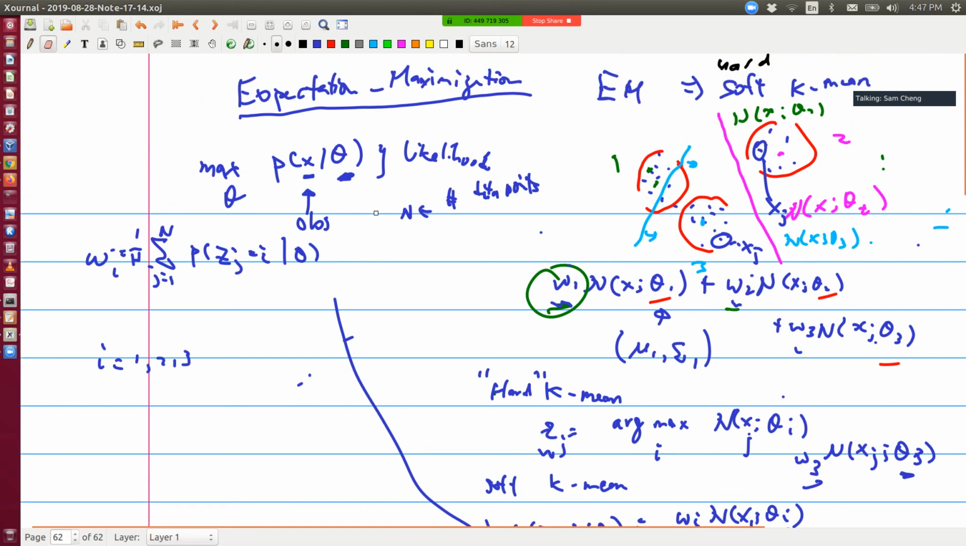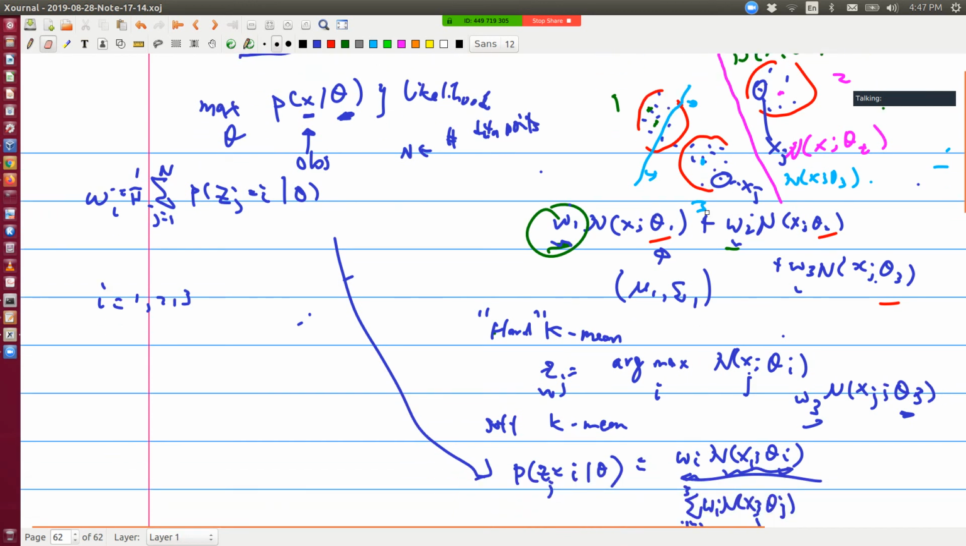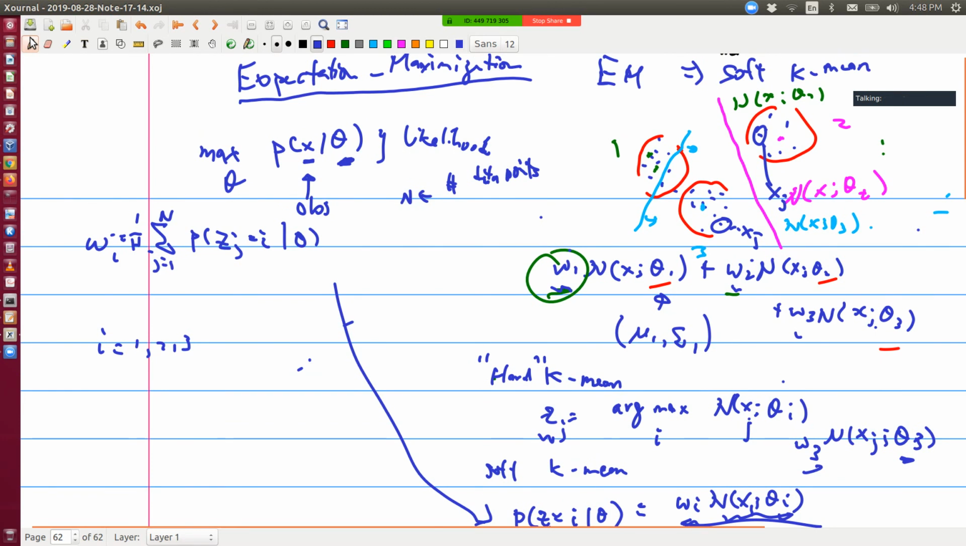Knowing the membership, then you can update the mean, right? It's simple. The mean will be just the mean of the cluster. The mean of the cluster will be just the weighted sum, right? Weighted mean, and the variance is also a weighted variance. Maybe just use the formula of the mean first, and then input the distance in there.